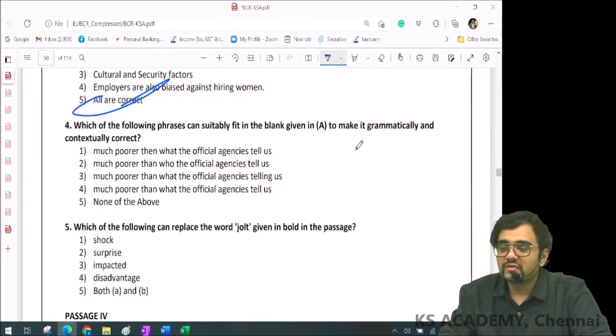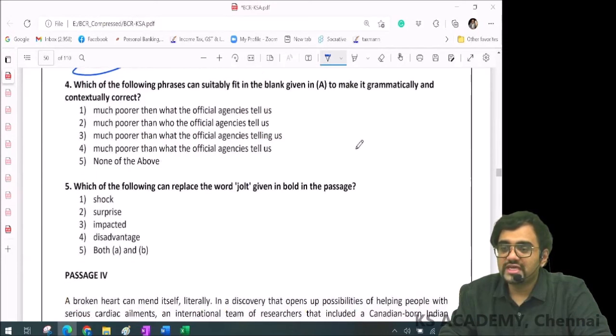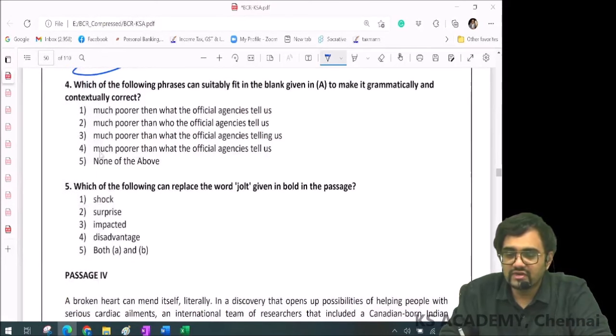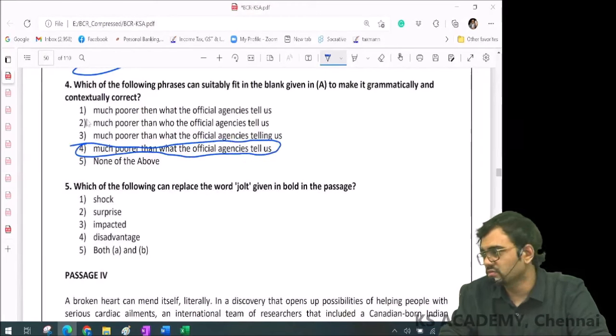Much poorer than what the official agencies tell us. Correct. This is pure English grammar. Even if you don't read the passage, using the grammar you can write. Agencies telling us and all is wrong. Of the official agencies tell us. So it would be option number 4.